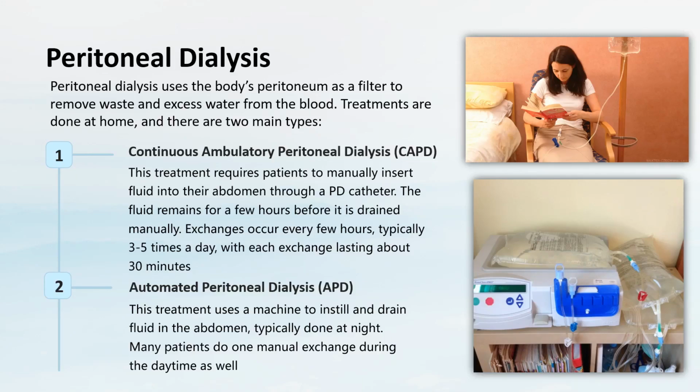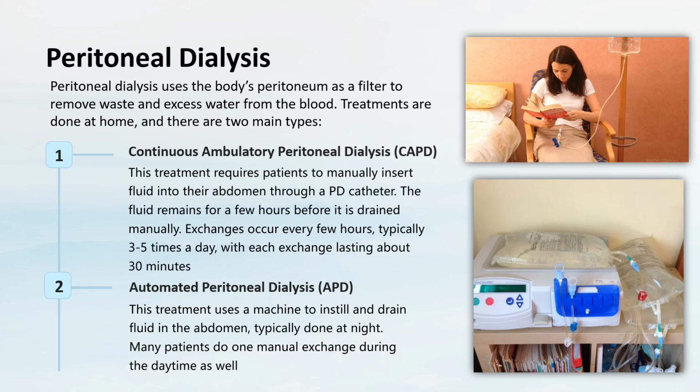Peritoneal dialysis uses the body's peritoneum as a filter to get rid of waste and excess water from the blood. Patients do their treatments at home, offering more independence in lifestyle and fewer dietary restrictions. There are 2 main types of peritoneal dialysis: continuous ambulatory peritoneal dialysis, or CAPD, involves manual exchanges. It is a do-it-yourself type.